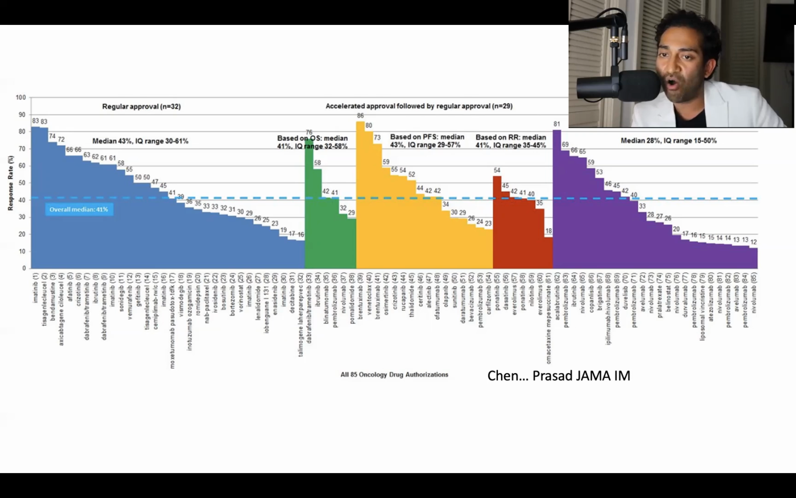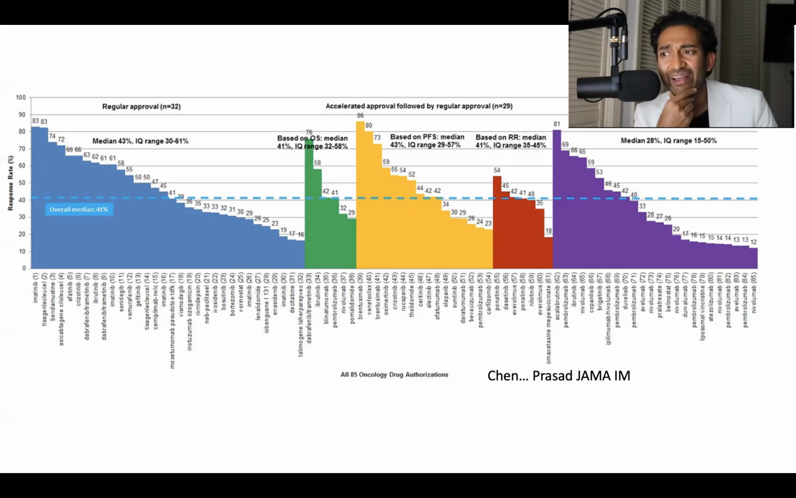And then you get all these different drugs. And here are the ones that are accelerated approvals that ended up being converted on the basis of survival. They proved a survival benefit. These are accelerated approvals that became converted to full approvals, to get the regular approval, because they later showed they improved progression-free survival. These are accelerated approvals on the basis of response rate that were converted to full marketing authorization on the basis of response rate.